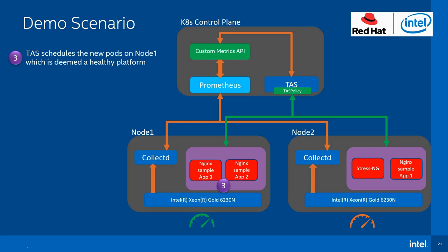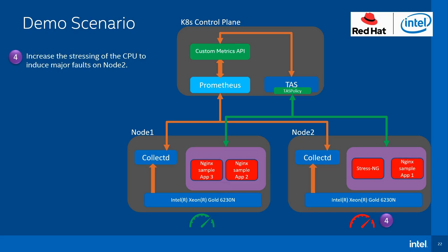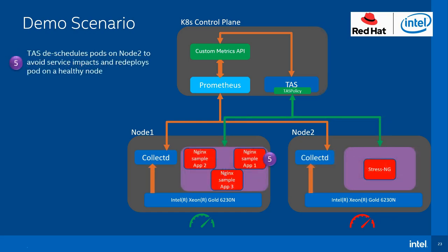Then, when the deployment is increased to 3 pods, TAS recognizes the warning state of node 2 and schedules the new pods on the healthy node 1. The first pod remains on node 2 as per the resiliency TAS policy. StressNG is then increased to trigger a critical state in node 2. As per the resiliency TAS policy, pods on a node in a critical state will be descheduled and redeployed on a healthy node. In this case, the first pod will be descheduled and redeployed on a healthy node 1.